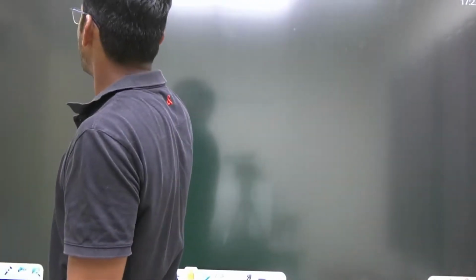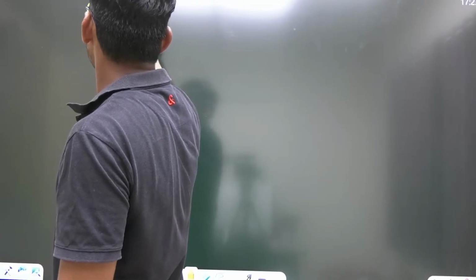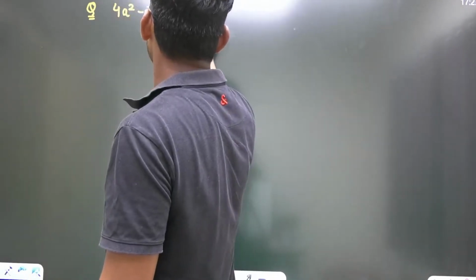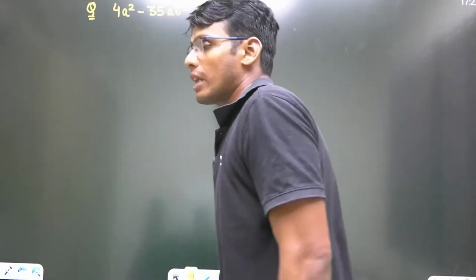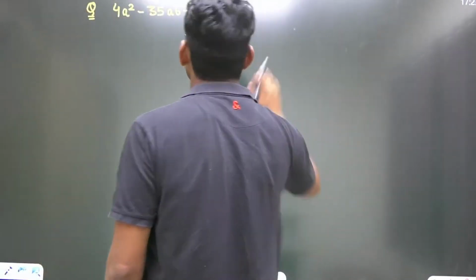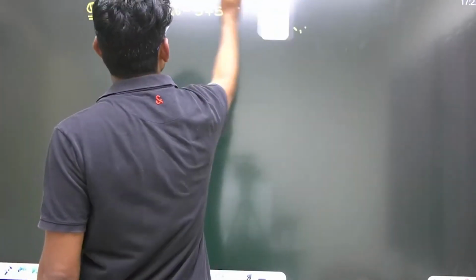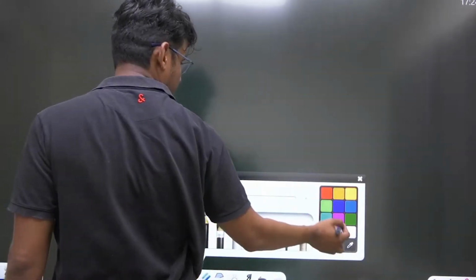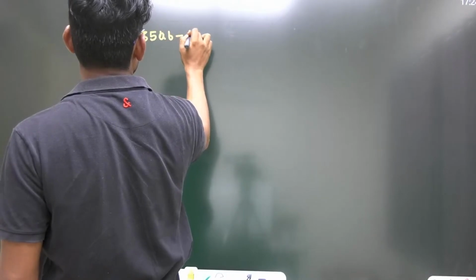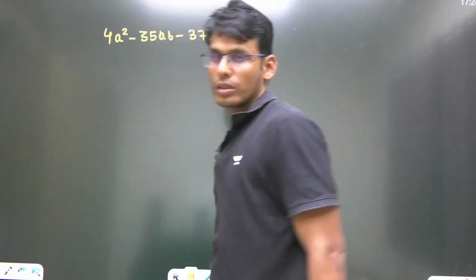Question. This might be a tad bit difficult. 4a square minus 35ab minus 375b square. Right? Now this difficulty is, just a second. Oops. I think it is not visible, right? It is not visible. So I'll write a bit down. Four a square minus 35 AB minus 375 B square, right?